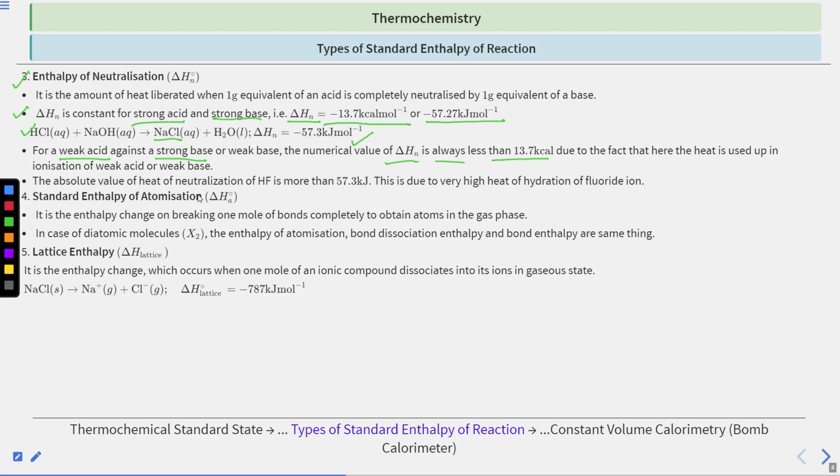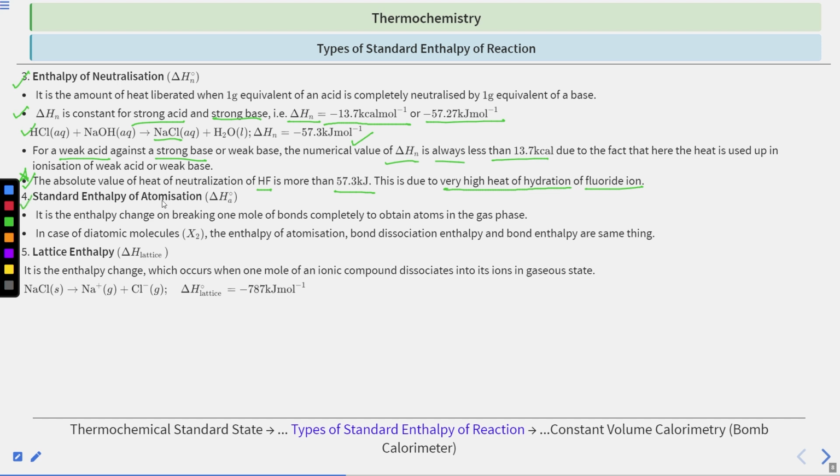The absolute value of heat of neutralization of HF molecule is more than 57.3 kilojoule. This is due to very high heat of hydration of fluoride ion. So there is a note here, thing to notice, that when the absolute value of heat of neutralization of HF acid is more than 57.3 kilojoule, this is due to very high heat of hydration of fluoride ion, and this is the reason why the heat of neutralization will be more than 57.3 kilojoule. This is the point to remember.